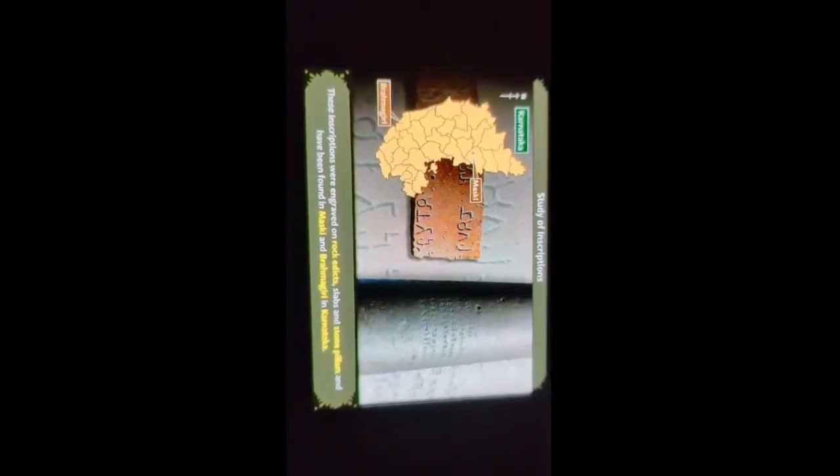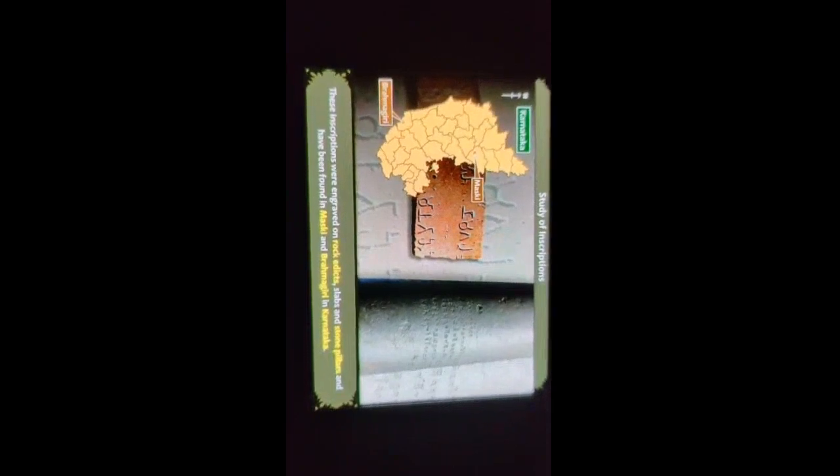Some of these edicts have been found in Maski in Raichur district and Brahmagiri in the Chitradurga district of Karnataka. The inscriptions found in India are mostly in the Brahmi script and the Prakrit language. The Halmidi inscription is believed to be the first inscription available in the Kannada language.